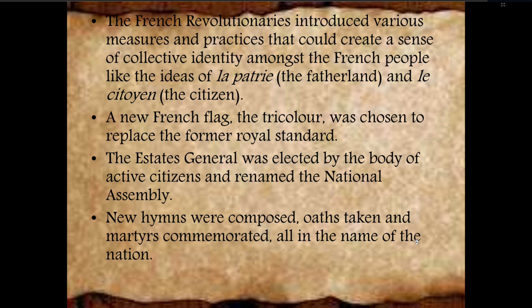Before this, the monarchy was there, but when the monarchy was abolished, they demanded a collective identity. So from each state, the State General was elected by the body of active citizens. And who elected that State General? Active citizens of that state elected it and renamed it the National Assembly. They made an assembly, that is the National Assembly.